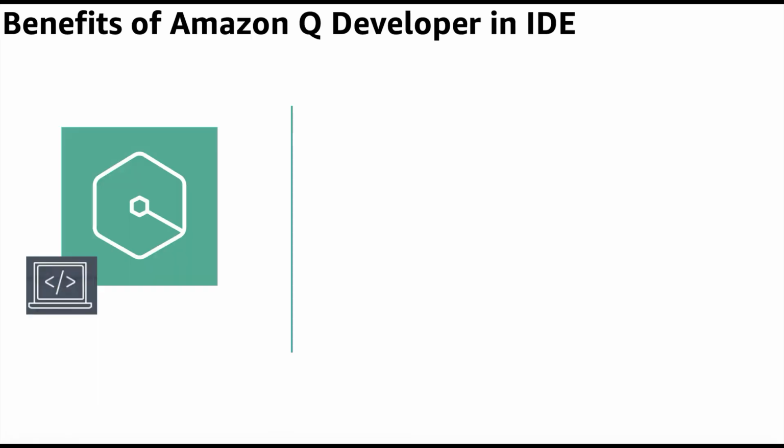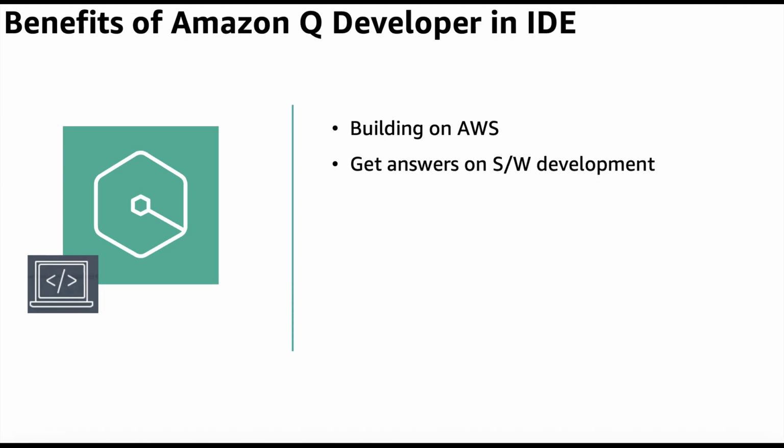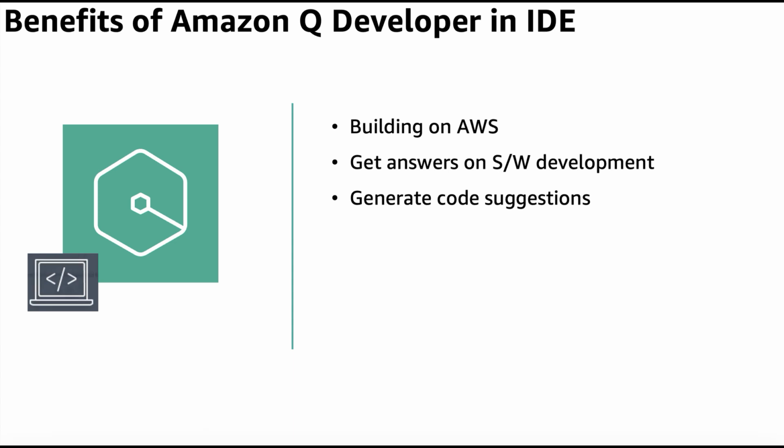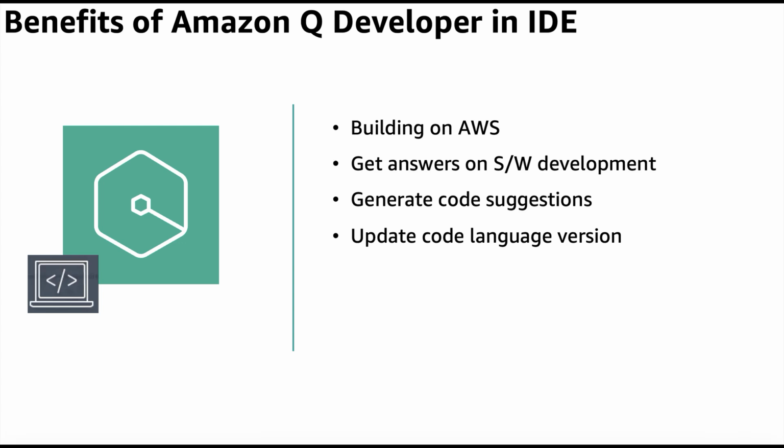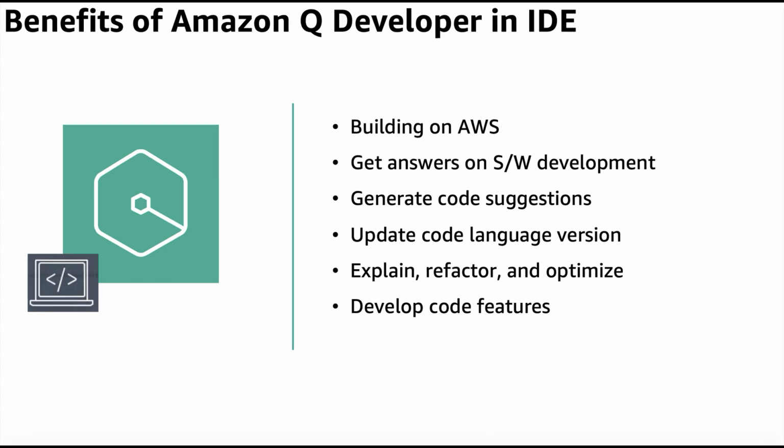In IDEs, Amazon Q Developer includes the following capabilities that assist in the software development process. It can help you with building on AWS. You can chat with it to get answers about software development and code related questions. Amazon Q Developer can generate code suggestions for you. You can update your code language version using Amazon Q Code Transformation. Amazon Q Developer can explain, refactor, and optimize your code snippets. It can also help you develop code features and projects in your programming language of choice.